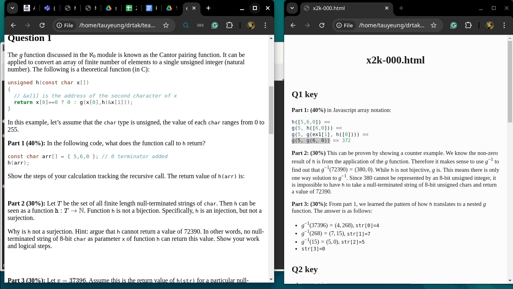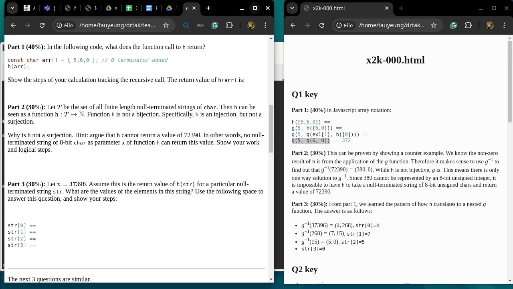The good thing is part 2 does not really depend on part 1, not in the traditional sense. Let T be the set of all finite length null terminated strings of char. Then H can be seen as a function because it is basically converting each element in T, meaning a null terminated string of chars, into a natural number. So is that part okay? Does everybody understand what this statement means, let T be the set of all finite length null terminated strings of chars? Because that statement is super important.